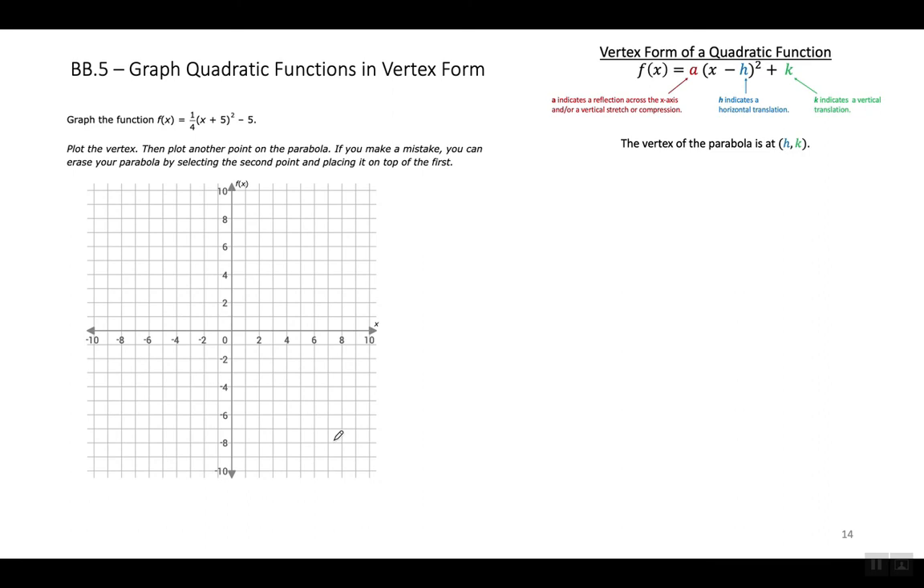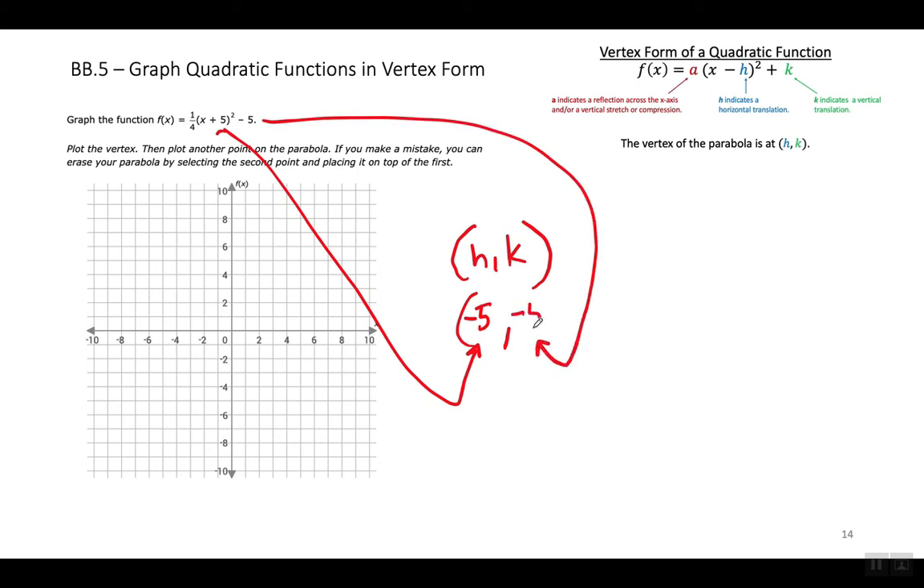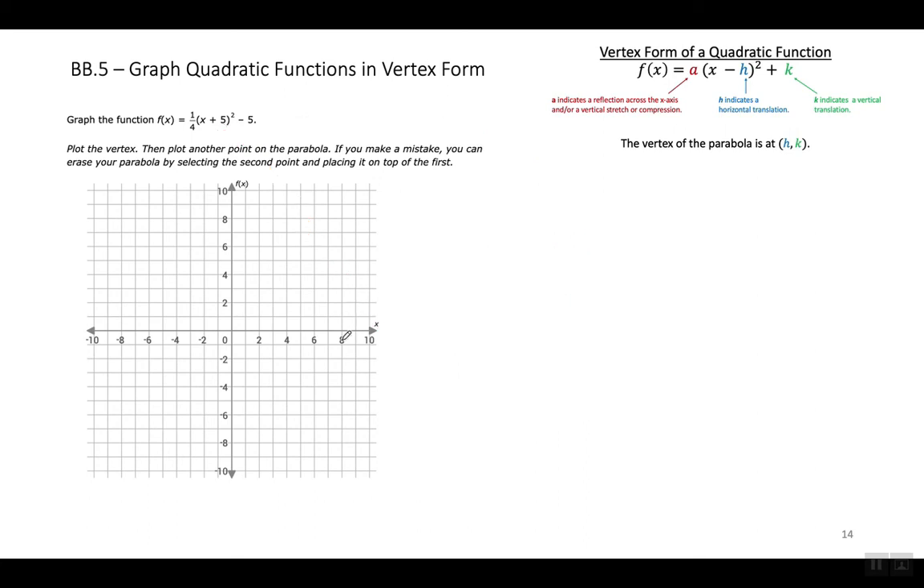All right, here's another one with a fraction for a. Let's look at it. So first of all, let's identify the vertex. Okay, so the vertex is at h comma k. So that means that the vertex is -5 comma also -5. All right, that's the vertex. -5, -5 is right here.